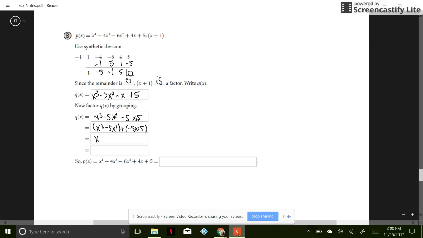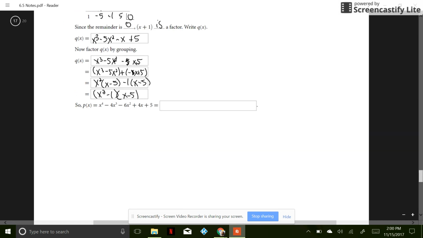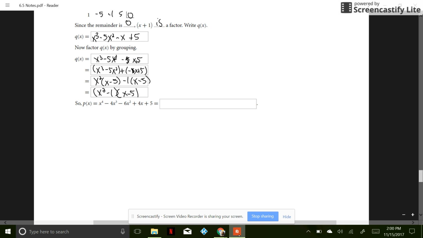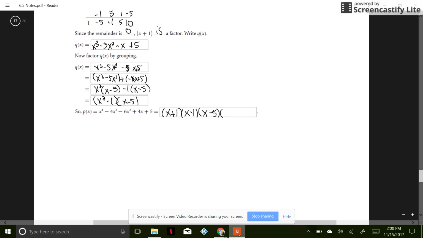Factor out what we can. So that's an x squared. We're left with x minus 5. Factor out what we can over here. We'll want to pull out a -1, so that we're left with positive x minus 5. So then we're left with x squared minus 1, x minus 5. Now x squared minus 1 is actually a difference of squares. So we'll be able to factor that even further to become x plus 1, x minus 1. And we still have that x minus 5, and then our original factor, which was x plus 1.